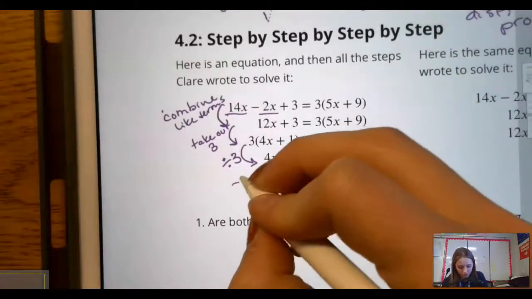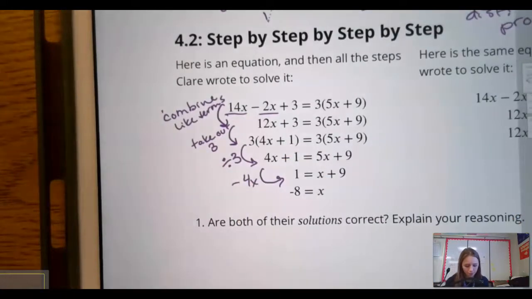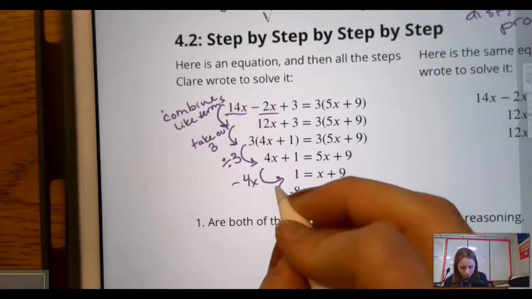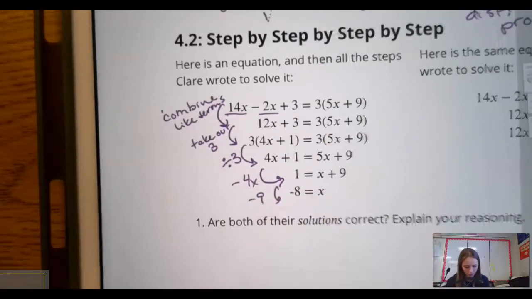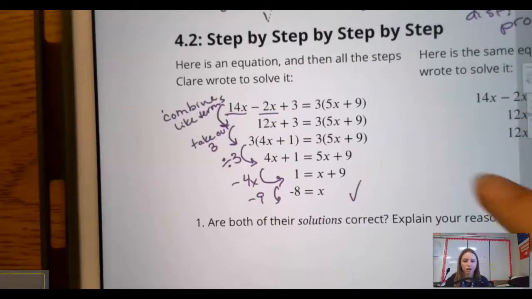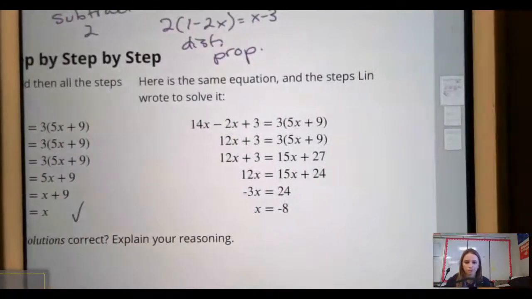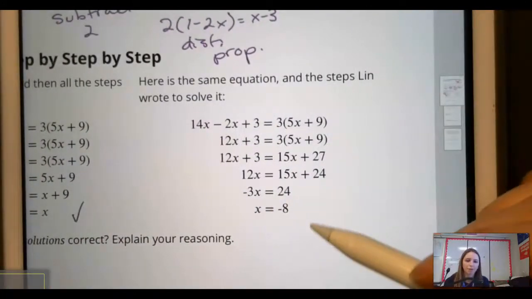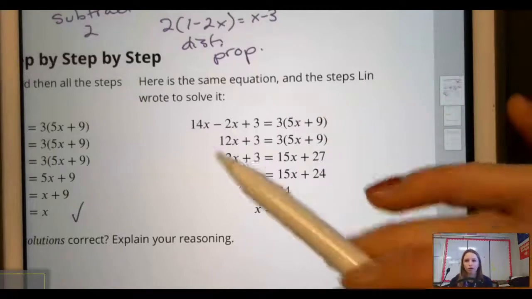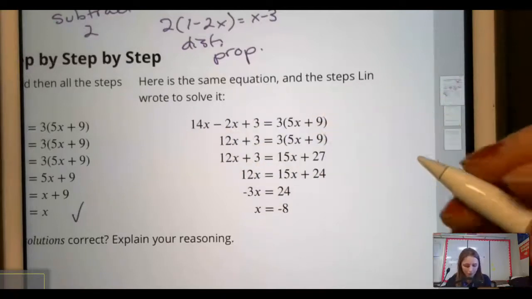So from here to here, we subtracted 4x. And then lastly, if we subtract 9 from both sides, we end up with negative 8 equals x. So minus 9 from both sides. So this was done correctly. Now let's look at this one. Alright, she has the same answer, so let's see how Lynn solved it.